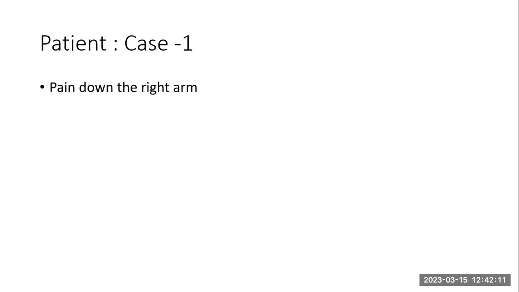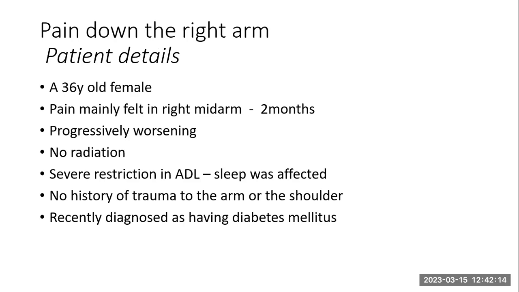My case number one, she's a 36-year-old female presented with pain in the mid-arm. She was pointing to the mid-arm. It has been there for 2 months duration and progressively worsening type of pain, no radiation. She had severe restriction in activities of daily living due to this pain. She being a teacher, it was very difficult for her to wear her sari jacket because of this pain, and her sleep was affected. She had no history of trauma to the arm or the shoulder. Recently, she was diagnosed as having diabetes. So what are the things crossing your mind?